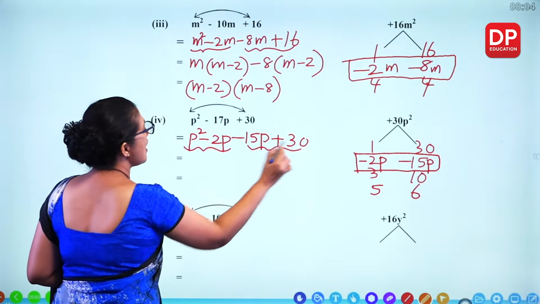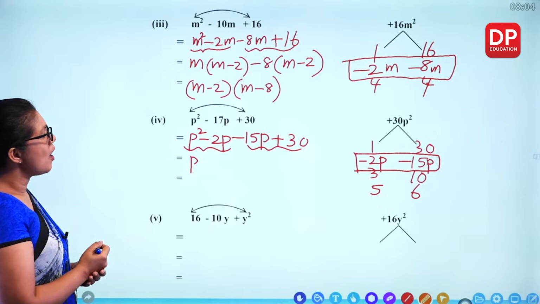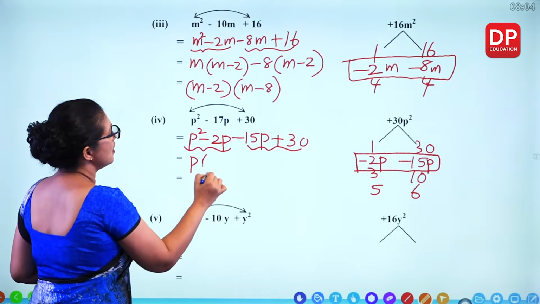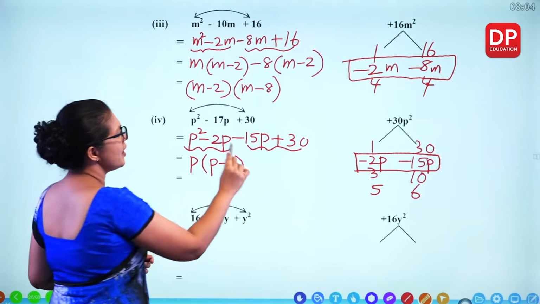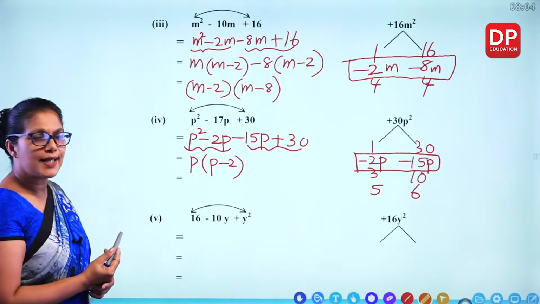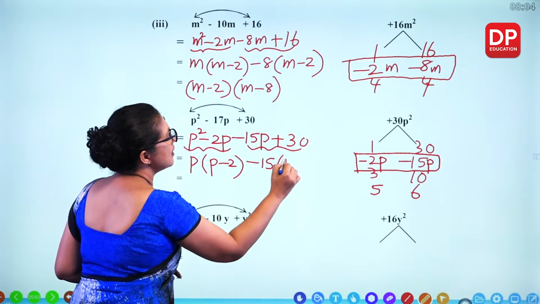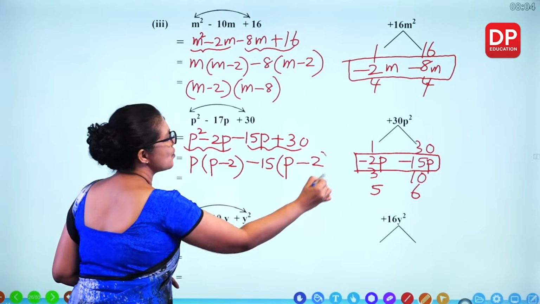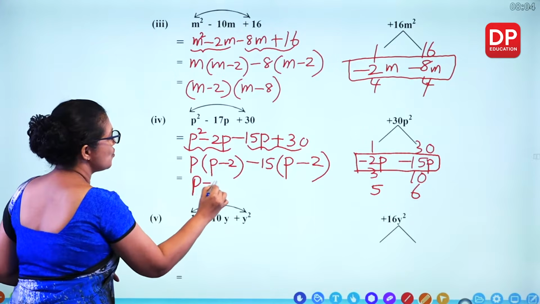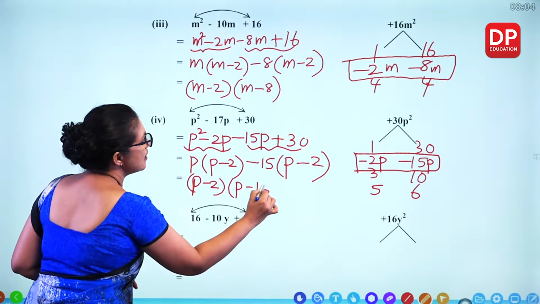Take 2 at a time. Now do it. Take p out. What's remaining? P minus 2. Here, which one do we take? Minus 15 you can take to get plus p. P minus 2 into p minus 15.